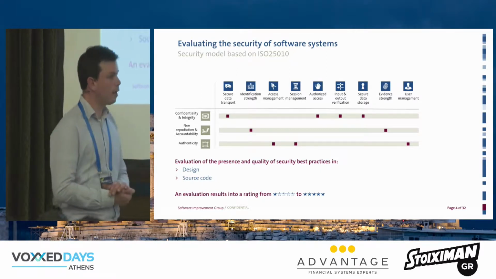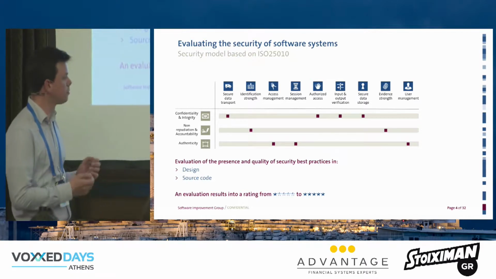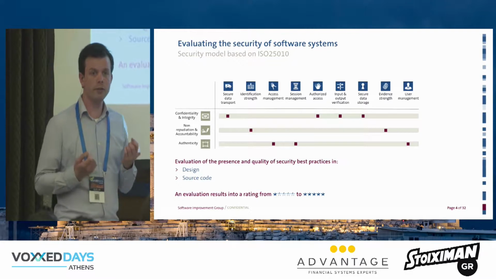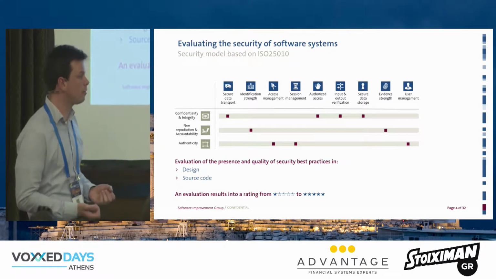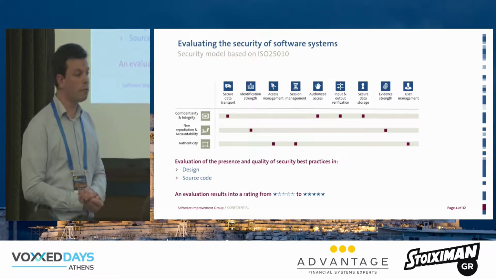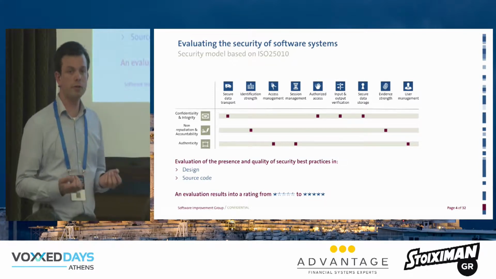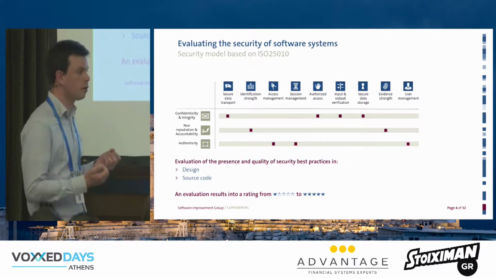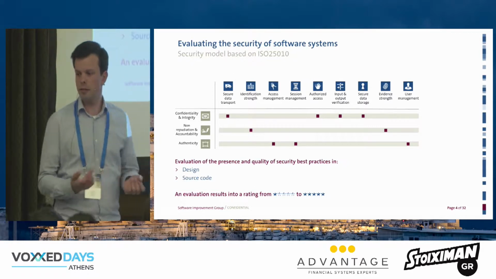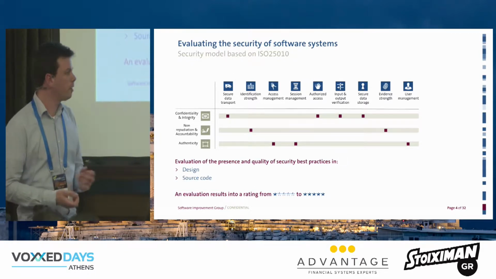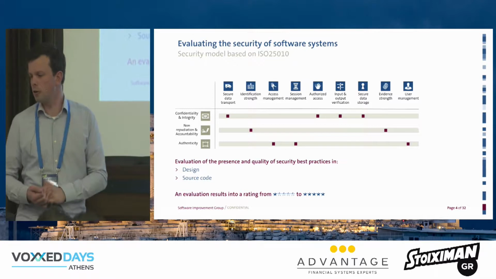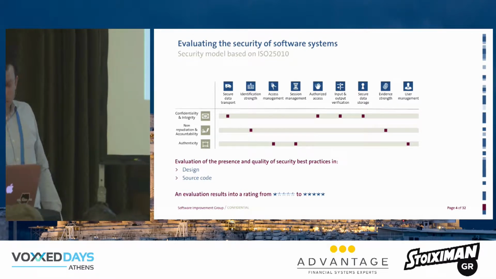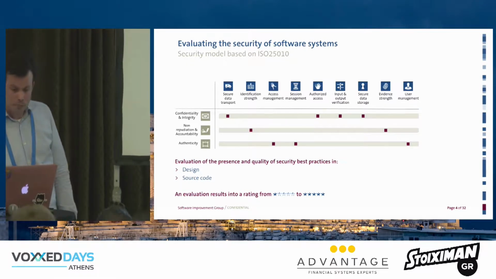It's very useful to measure software security in this way, because if you measure things, you also know how good you are at them, and it also gives you a motivation to improve. So if you score 1 star or 2 stars, then it's clear that in the next evaluation you have to do something to go to 3, 4, or 5 stars.